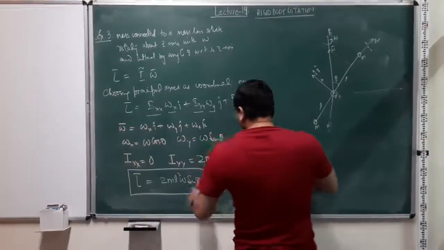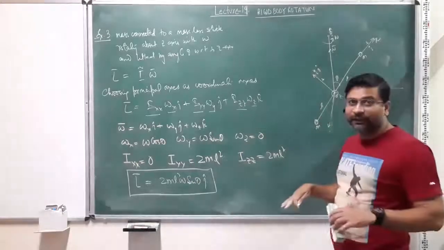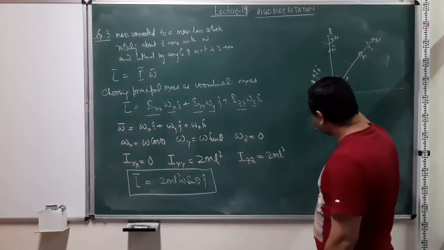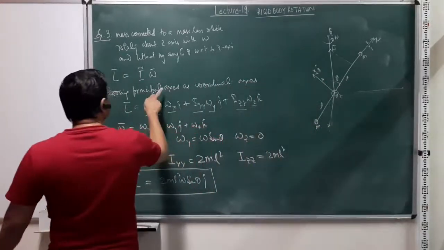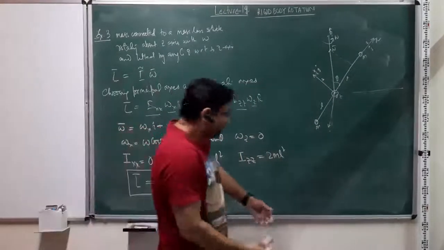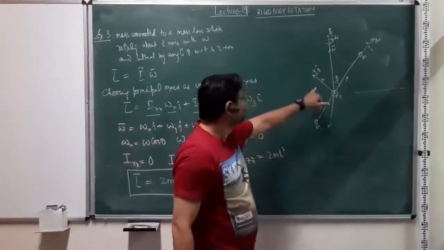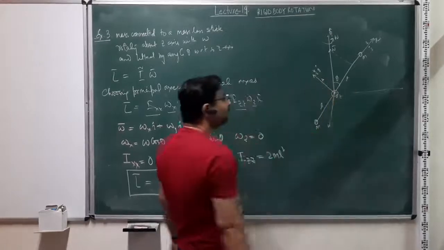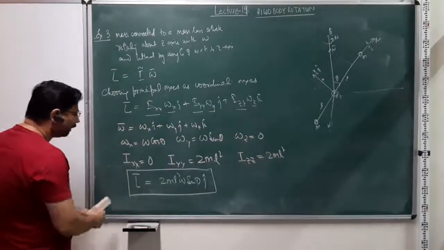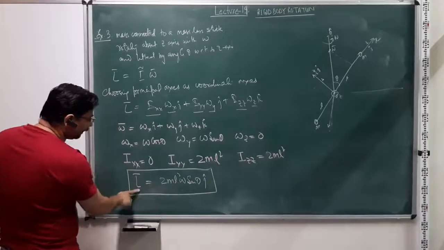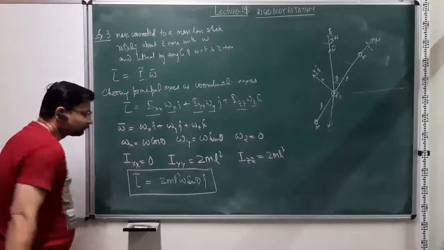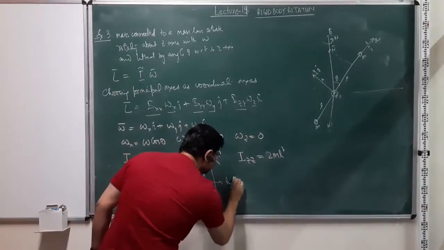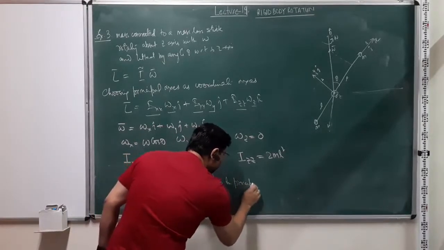And j cap again is not a lab-fixed coordinate direction. J cap is the y coordinate of the chosen principal axes. So this is not fixed in the lab frame. In fact, we know that this is going to rotate. As the stick rotates, j cap is also going to rotate in the lab frame. However, the magnitude is not going to change. The magnitude of angular momentum is simply 2 mL square omega sin theta, in the j cap direction of the principal axes.